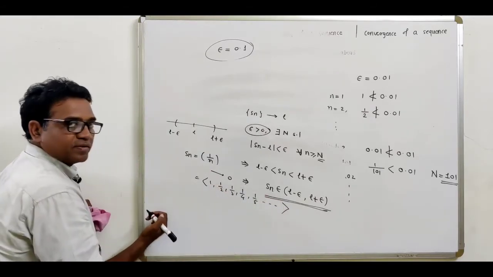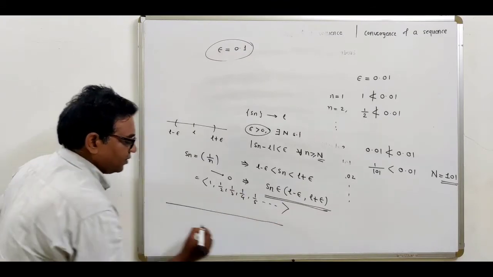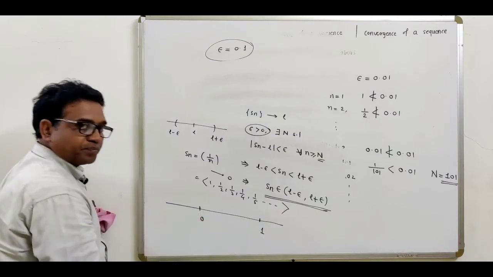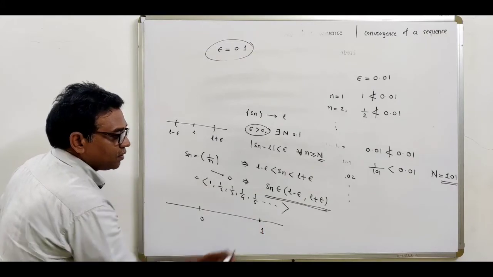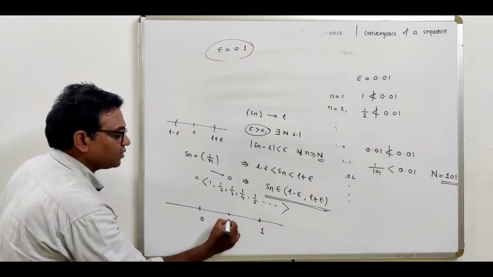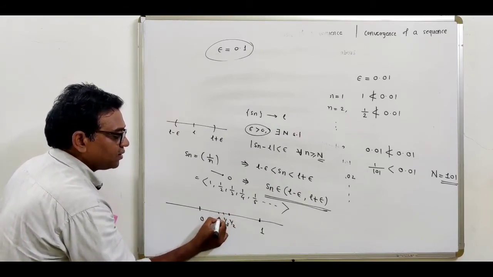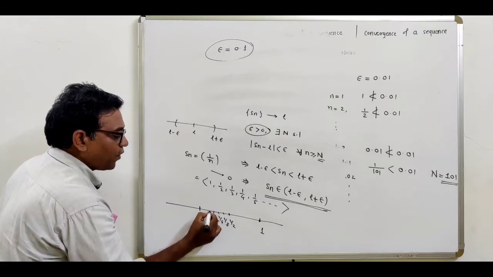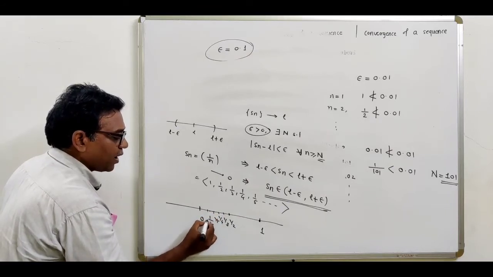It approaches towards 0. Now suppose if you plot these points on the real line, this is 0 and this is suppose 1. Now 1, this is the point. 1 half, this is the next point, which is the middle point. This is suppose 1 upon 3. This is 1 upon 4. This is 1 upon 5. This is 1 upon 6. 1 upon 7. This is suppose 1 upon 10 and so on.